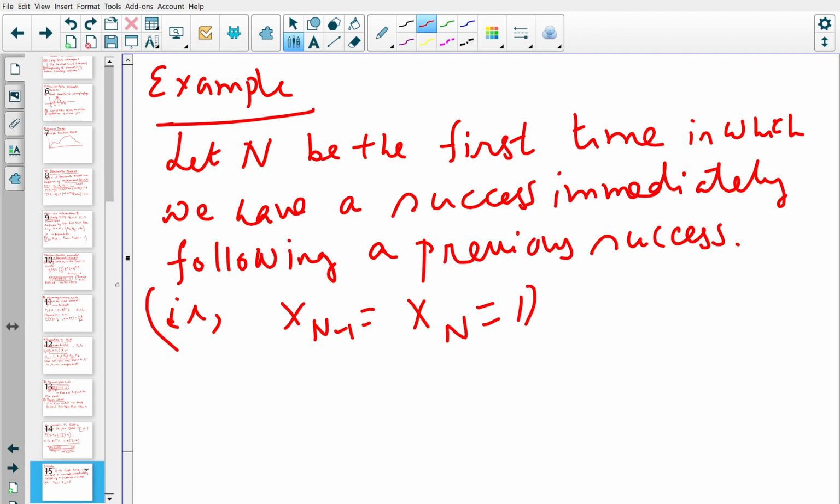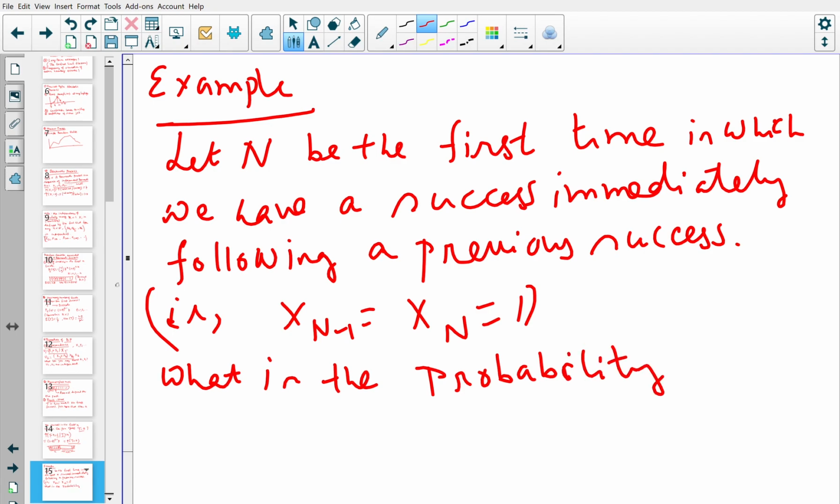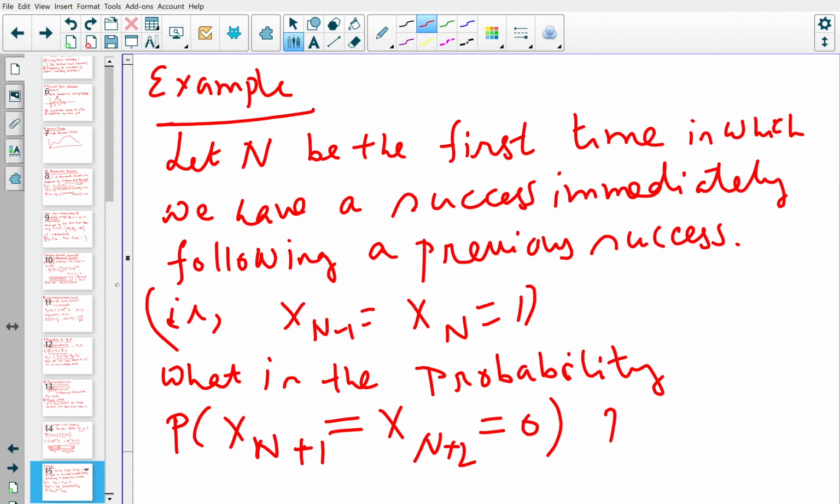Now the question is: what is the probability that, immediately next to our success, the next two are failures? So I'm asking for the probability that x_{n+1}, the next of x_n, and x_{n+2} both are failures. Okay, this is what I'm asking. So the question is clear.